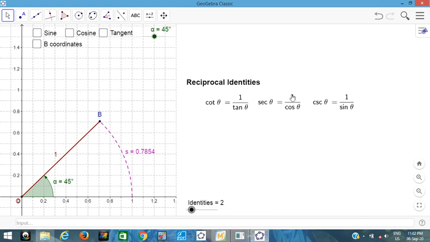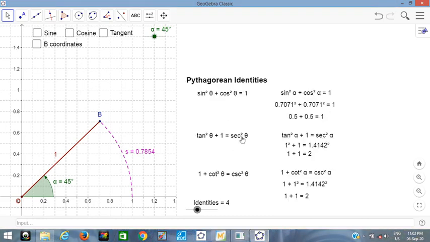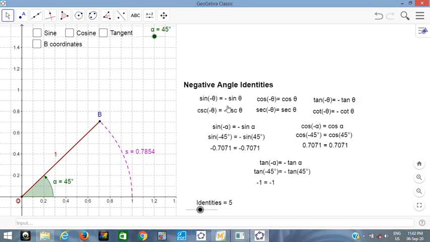1 over cos is the same thing as sec theta. So that is number 4. Then when you divide by sine also, you are going to get 1 plus cot square theta equals cosec square theta. So take note of this. You can write them out. Just pause the video, go through them, write them out, put headings so that you can get it step by step. Then the number 5 identity is the negative angle identity.